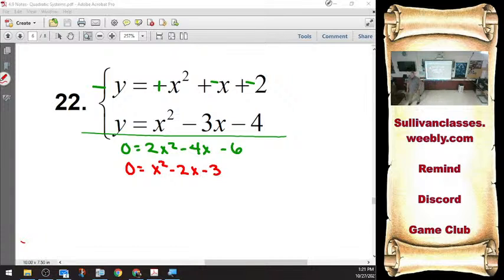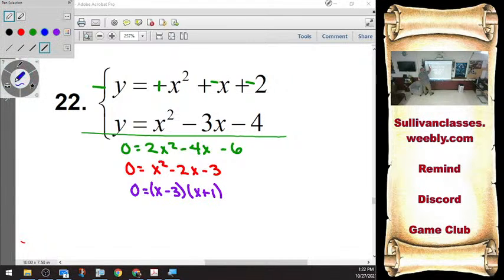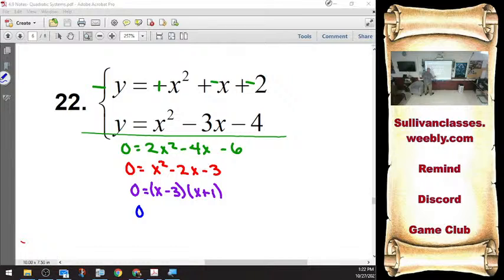I'm going to divide everything by 2, because 0 divided by 2 is still 0. I'm going to factor, because it's nice and factorable, and set each equal to 0. X is 3 and -1.